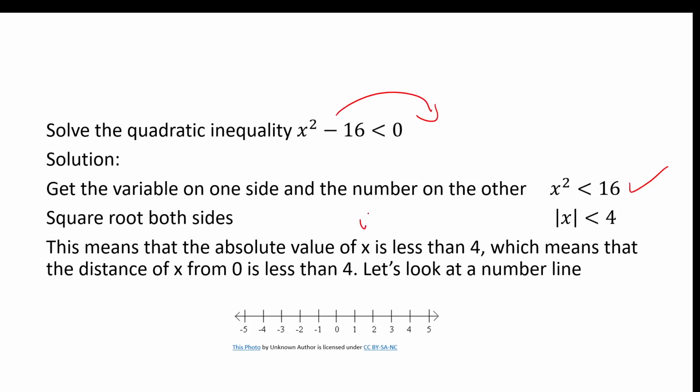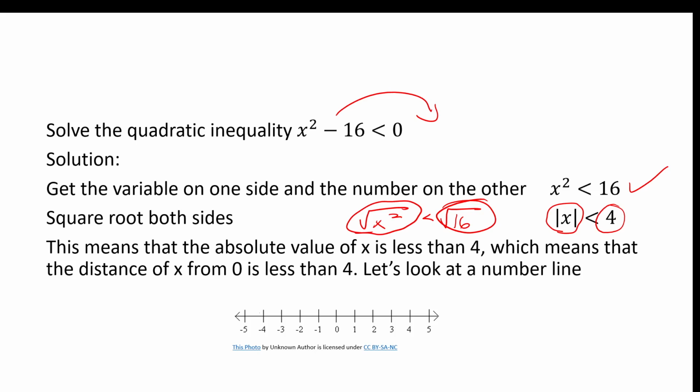At this point, we'll take the square root of x squared and we'll say it's less than the square root of 16. Well, the square root of x squared is the absolute value of x, and the square root of 16 is 4. So the absolute value of x is less than 4. Now, this means that the distance of x from 0 is less than 4, because absolute value means the distance from 0. So the distance of x from 0 needs to be less than 4.